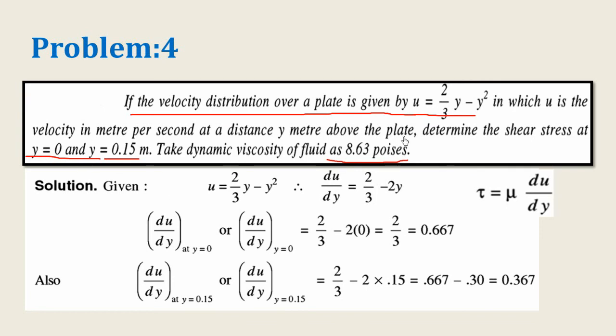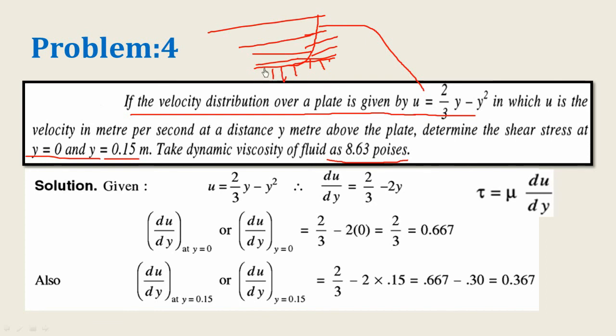So that means we need to calculate the tau value at y equal to 0 and y equal to 0.15. We have a fixed wall here, and from there fluid is flowing like this. The velocity distribution of this fluid is given as u equal to 2/3 y minus y square.